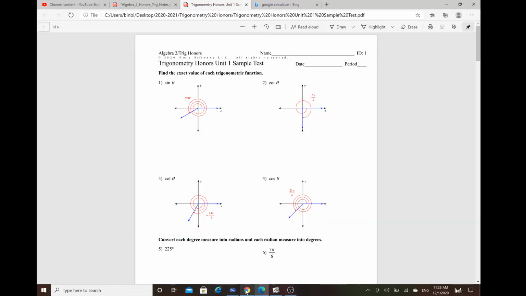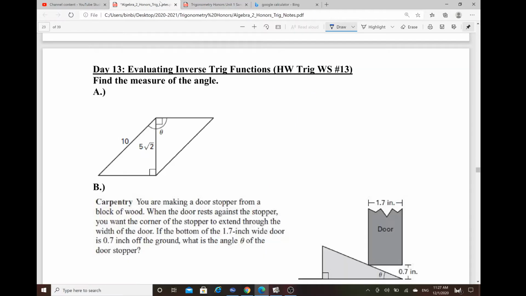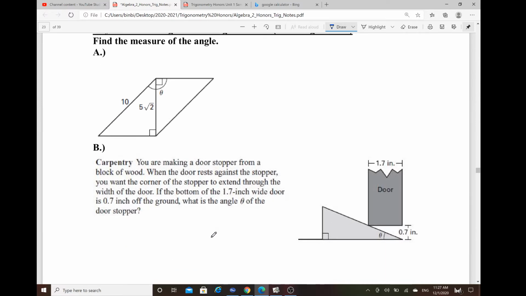So today I would like to talk about the lesson day 13, evaluating inverse trig functions. Yesterday we talked about the inverses, so this one is just on top of that. It's more exercise regarding the way to find the measure of the angle with the inverse of trig ratios. So let's take a look at the first one.